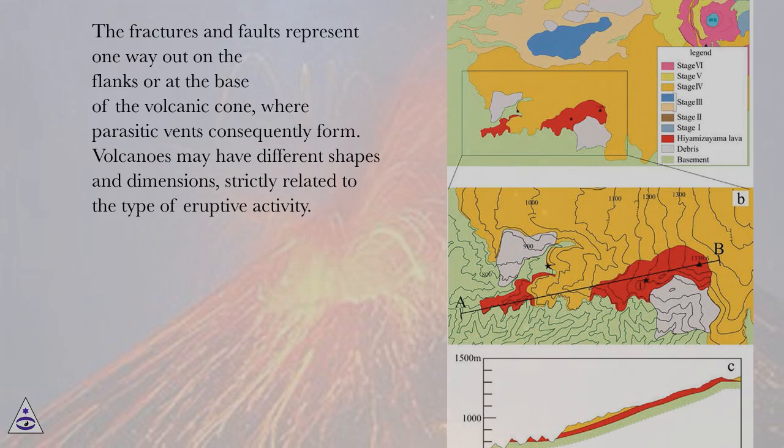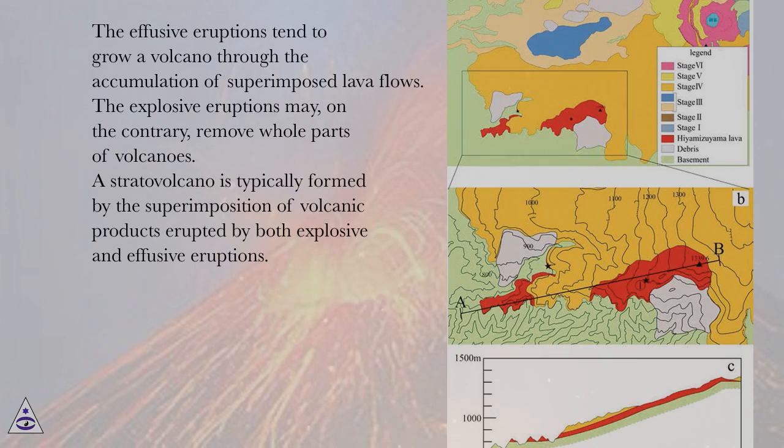Volcanoes may have different shapes and dimensions, strictly related to the type of eruptive activity. The effusive eruptions tend to grow a volcano through the accumulation of superimposed lava flows. The explosive eruptions may, on the contrary, remove whole parts of volcanoes. A stratovolcano is typically formed by the superimposition of volcanic products erupted by both explosive and effusive eruptions.